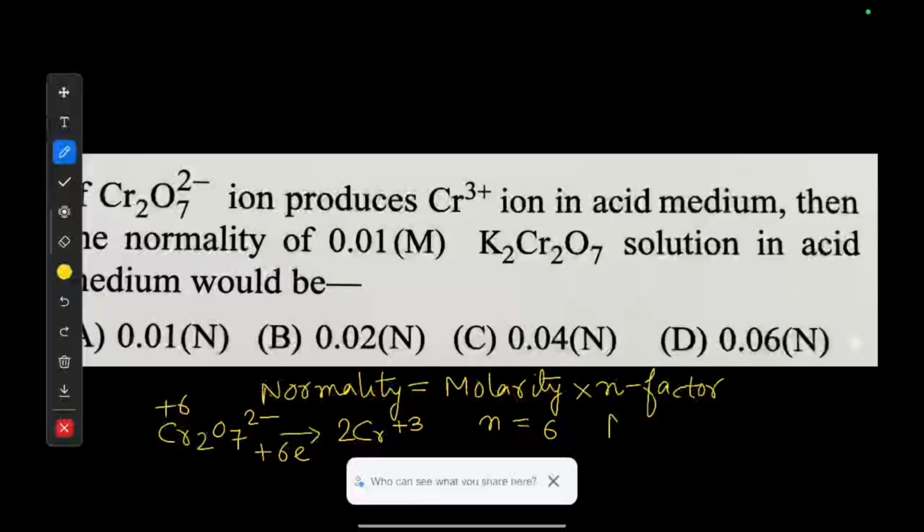So how do you relate? Normality is equal to molarity, which is given 0.01, into 6. So the answer is 0.06 normal. So your correct option is option D. 0.06 normal.